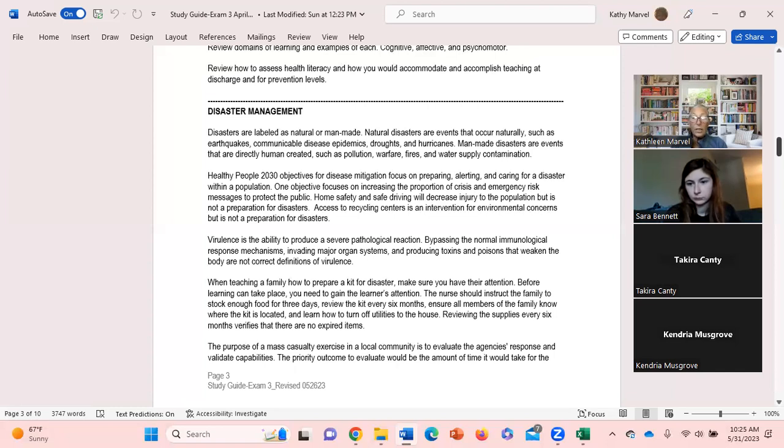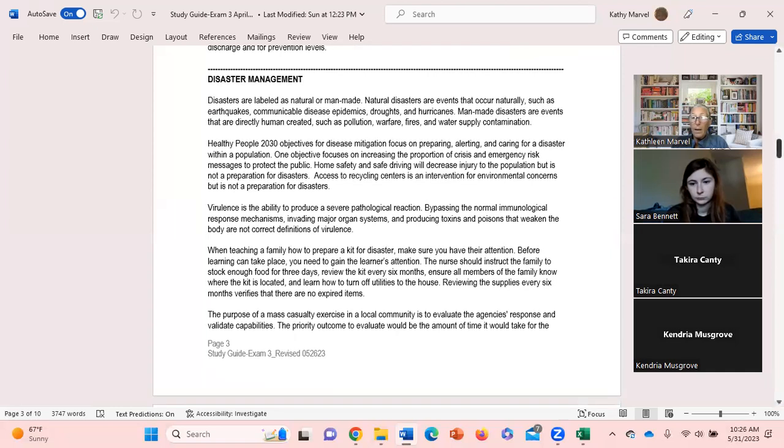And then know when you're teaching a family how to prepare for a disaster, how do you educate them on how to prepare a disaster kit? That's right here. Have a look at those. It's all right in here. Stock enough food for 3 days. Review the kit every 6 months. Make sure everybody knows where the kit is located. Make sure everybody knows how to turn off utilities in the house.